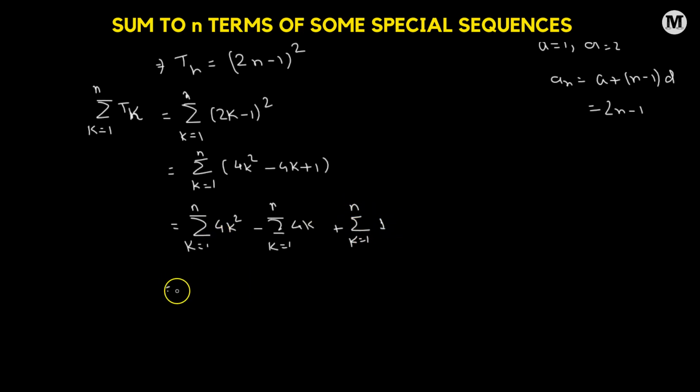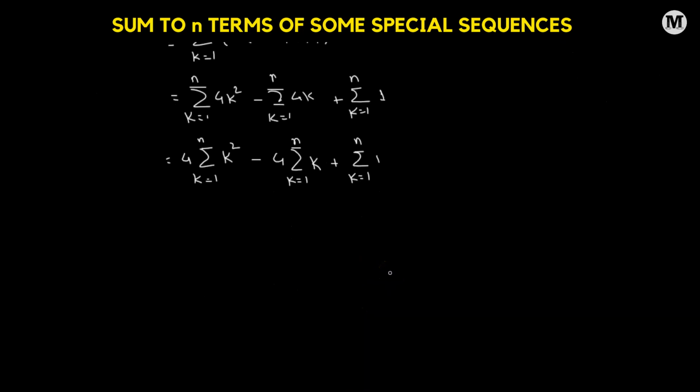Now 4 being a constant, we can pull it out of the summation sign. So we have 4 multiplied to the summation of k squared, where k goes from 1 to n. Similarly, for the second term, we can pull out the constant 4. So we have 4 times the summation with the index k running from 1 to n of k, added to the summation of 1, where k runs from 1 to n.